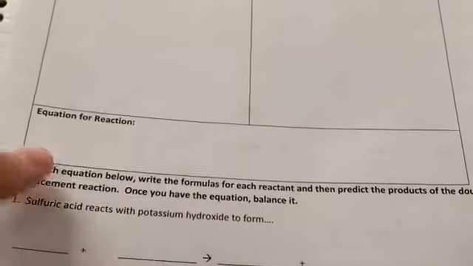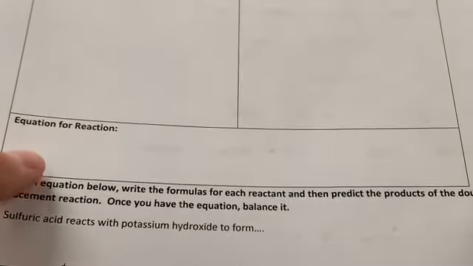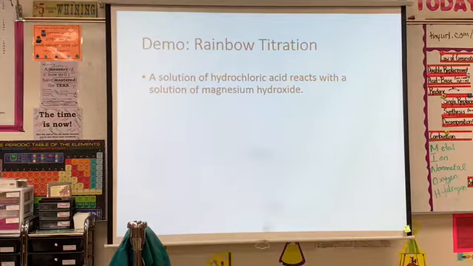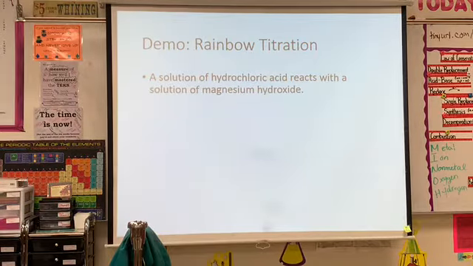Okay guys, so on your worksheet here, you've got a place for the equation for the reaction. So we're going to record this equation in that box. The equation says a solution of hydrochloric acid reacts with a solution of magnesium hydroxide. So go ahead and take a moment and write that down.